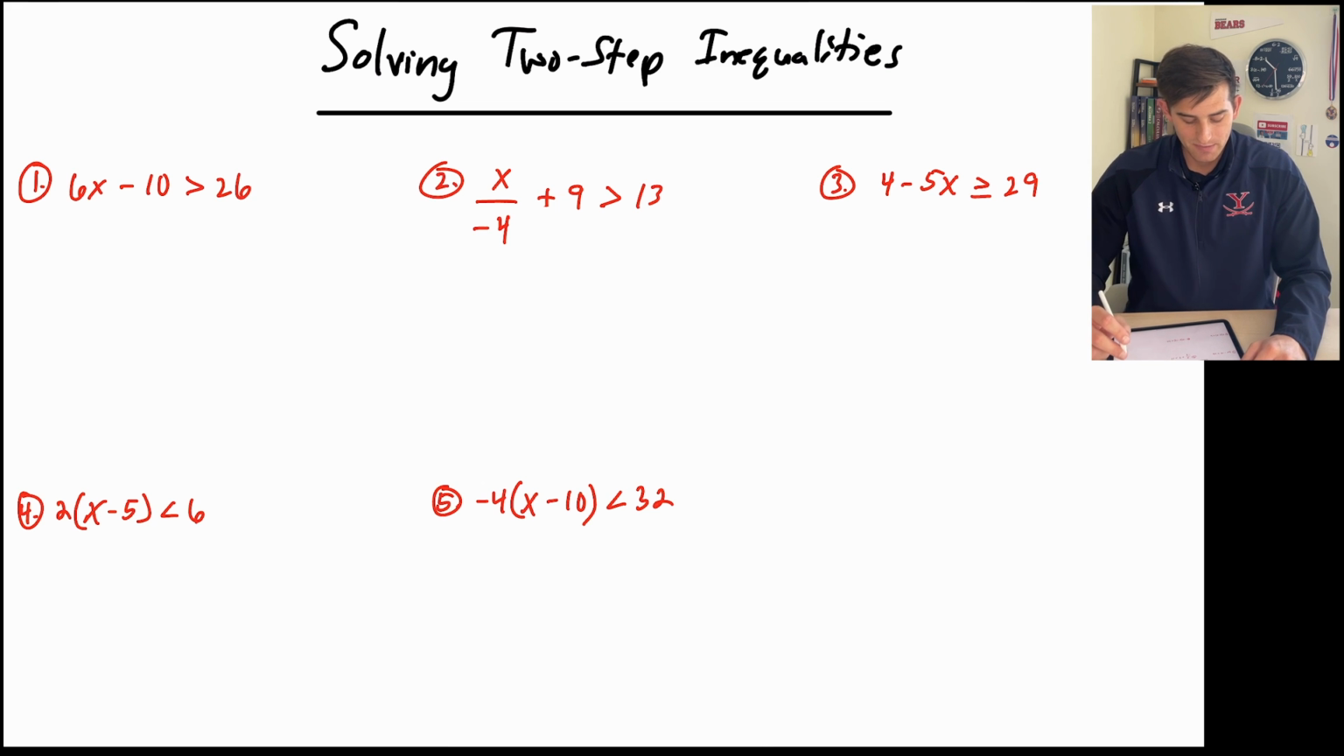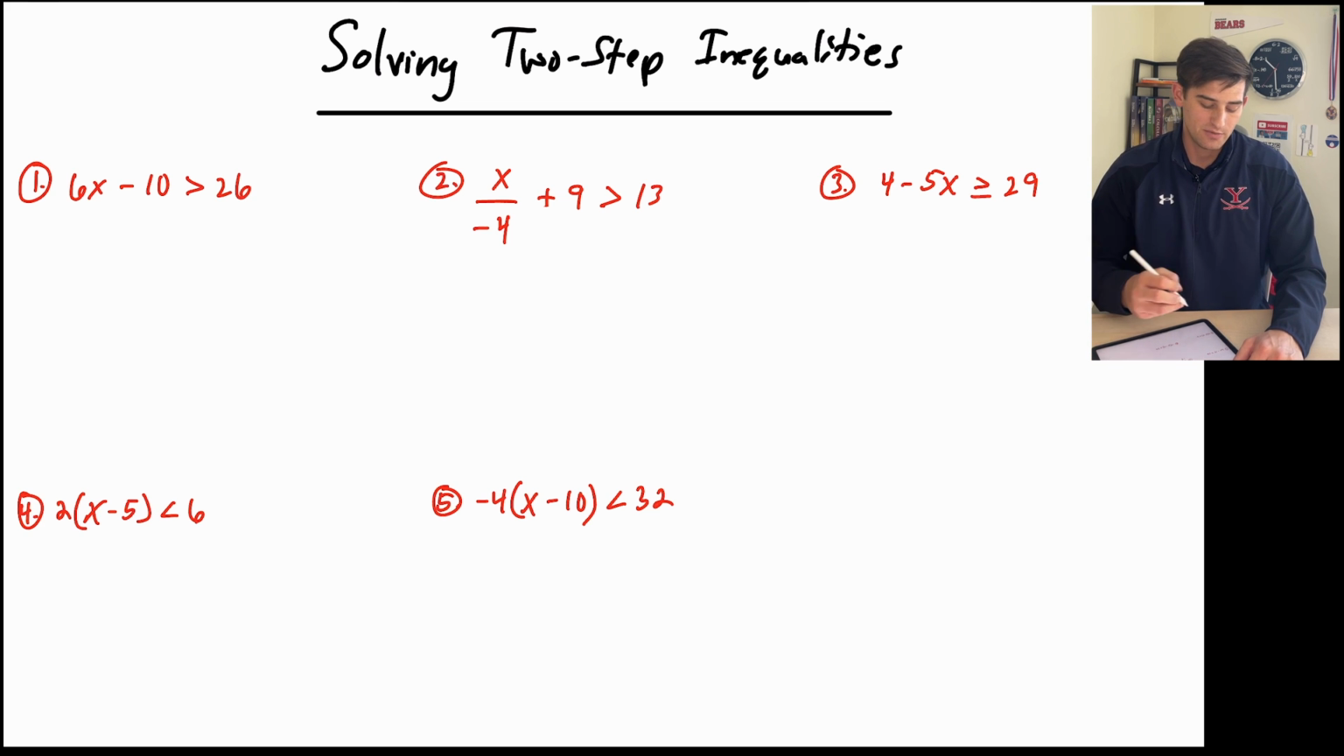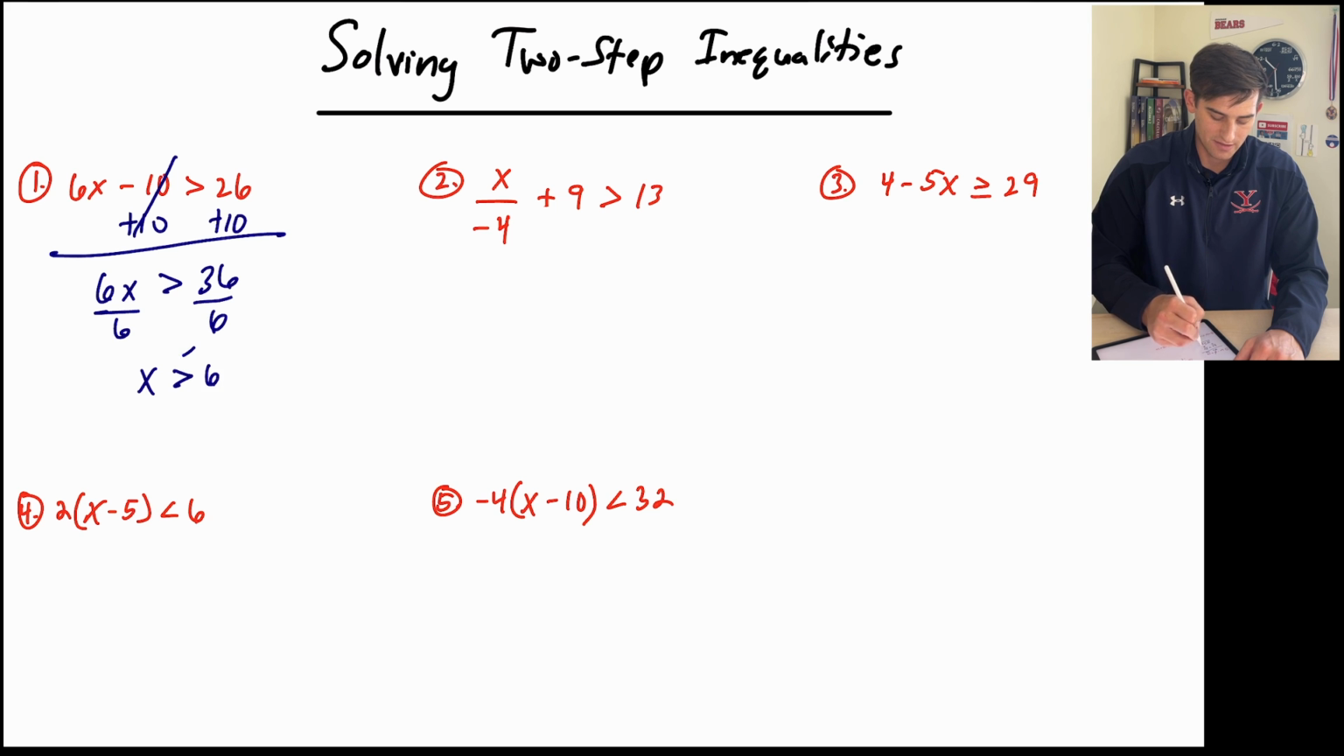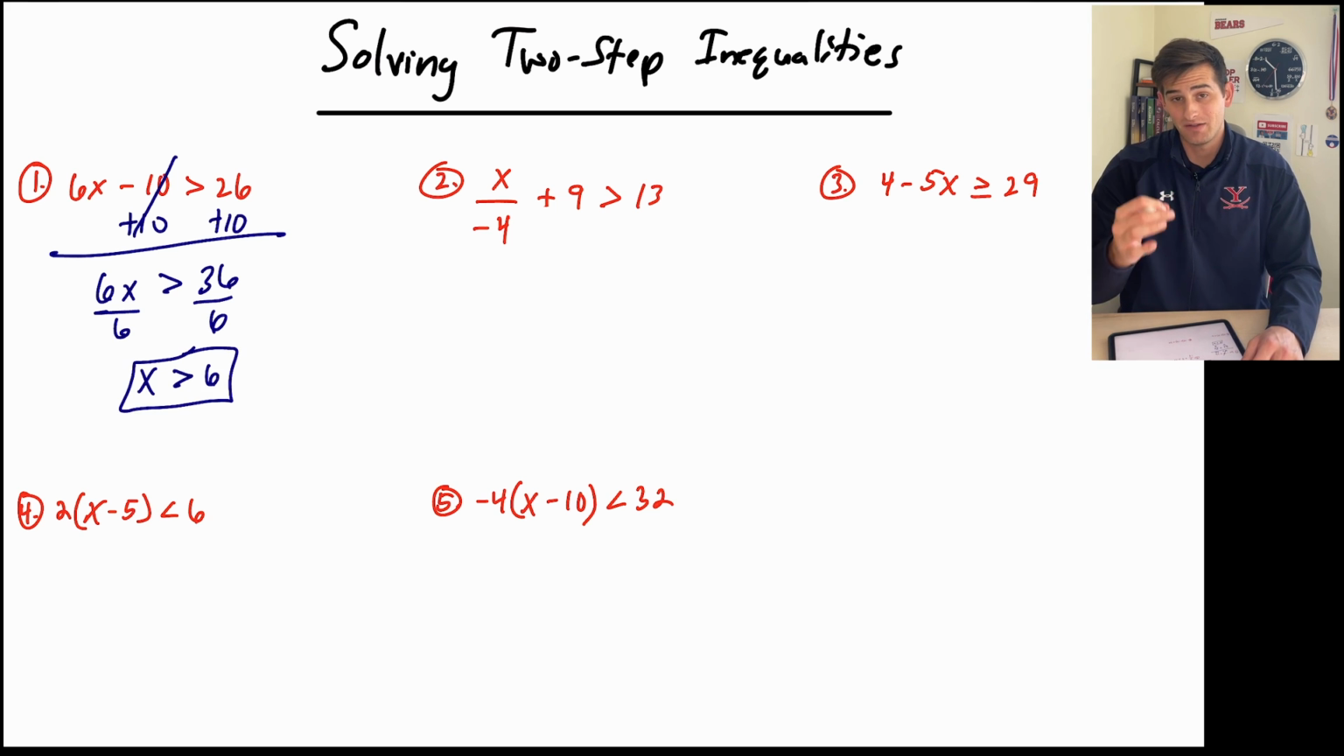Number 1, 6x minus 10 is greater than 26. First thing we want to undo is the addition or subtraction. So in this case, we have minus 10. So let's add 10 to both sides. That's going to give us 6x is greater than 36. Now we can divide both sides by 6 to get x is greater than 6. So we divided by a positive number there, so no need to switch the inequality symbol. Our final answer will just be x is greater than 6.